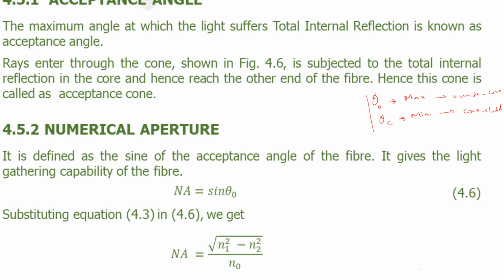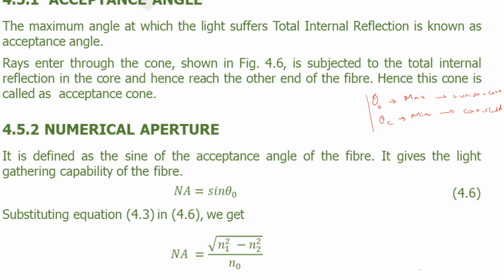So what is numerical aperture? Technically speaking, it is the sine of the acceptance angle of the fiber. That is, NA is equal to sin theta naught. But actually speaking, it gives the light gathering capability of the fiber. So very important, how much information can be sent through the optical fiber can be understood with this. So NA is equal to sin theta naught. Sin theta naught, just now we calculated as square root of n1 square minus n2 square divided by n0. So NA is equal to square root of n1 square minus n2 square.